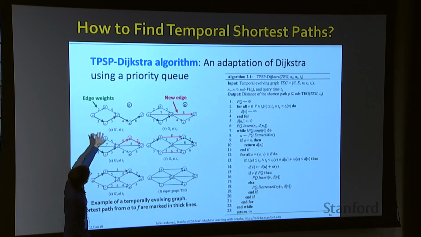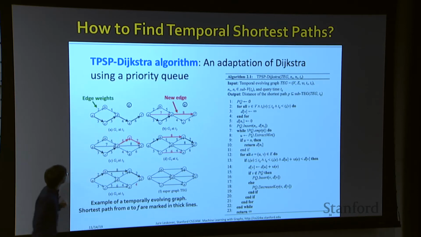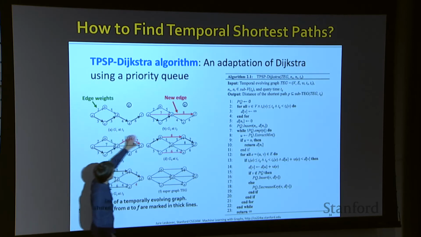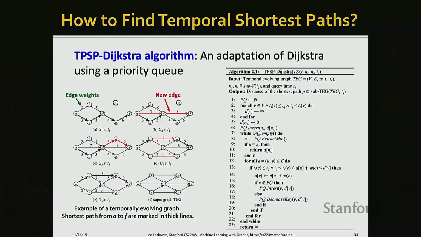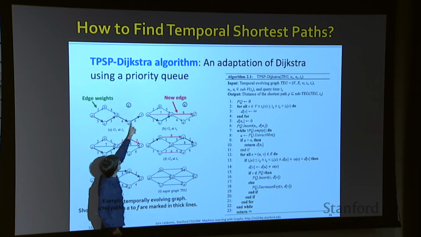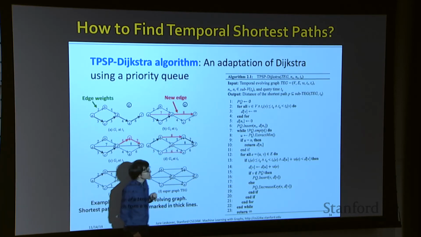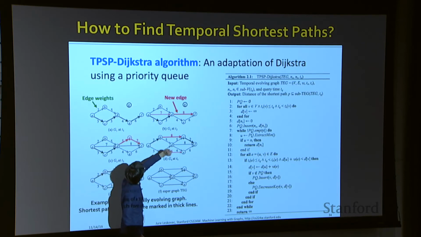I want to show you an example of how this looks. Imagine I have a sequence. So basically, I have a graph that evolves over time. Here it is at five different time points, 1, 2, 3, 4, 5. What I'm interested in is the shortest path between A and F. At time one, the shortest path is this. At time two, the red edges are the shortest path, right? Because the length is 50.